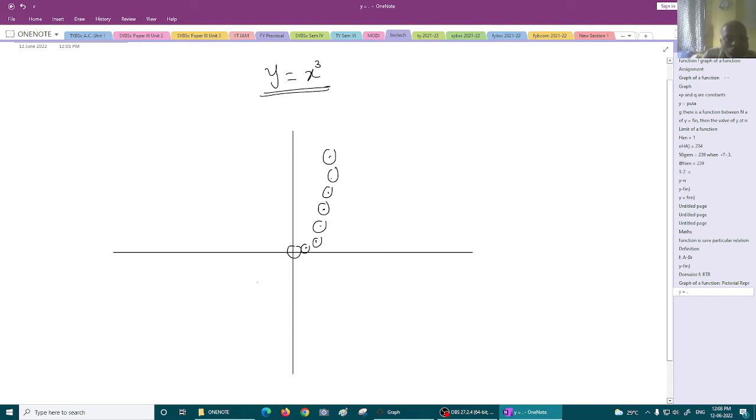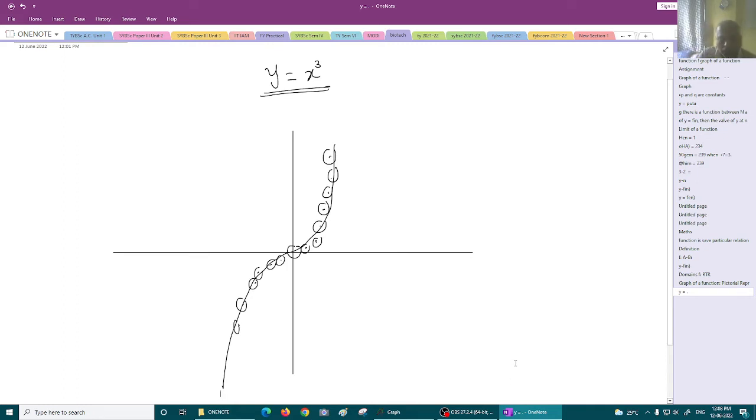side, minus 1 cube is minus 1. So you will come here then, something like this. So your graph, the nature of the graph would be like this. And then if you join this by a smooth curve, so that smooth curve would be somewhat like this. Is how you are going to get the curve or the graph of y is equal to x cube.